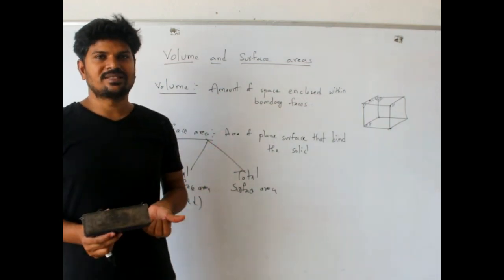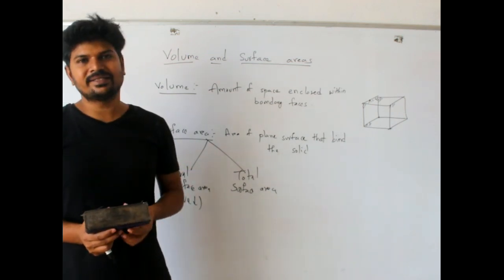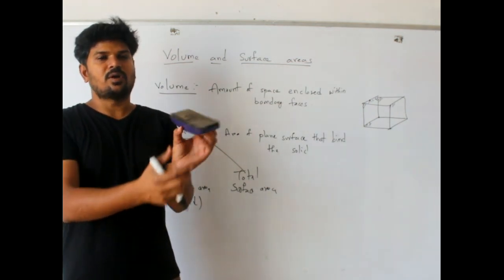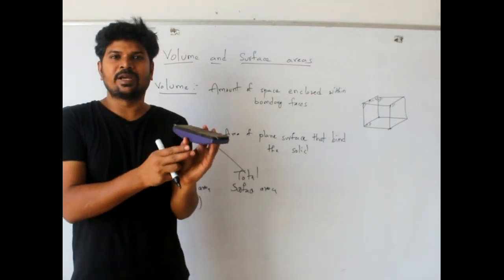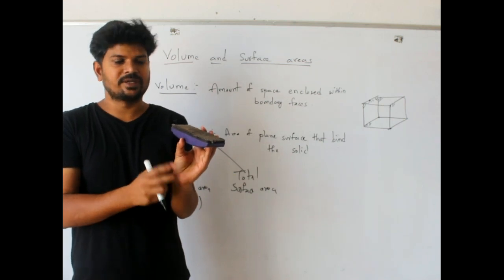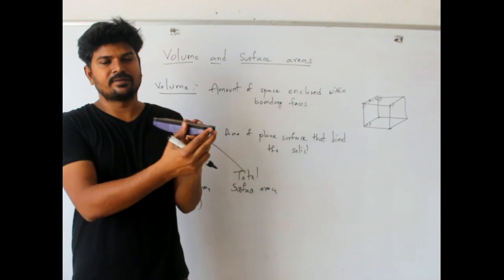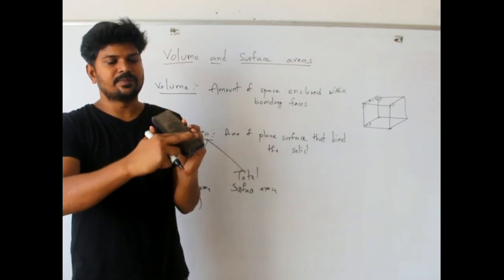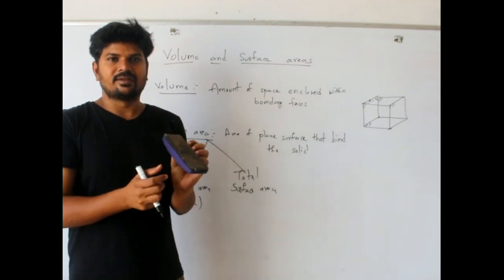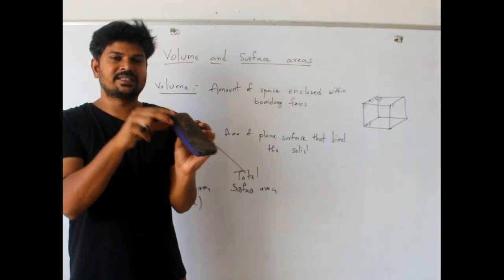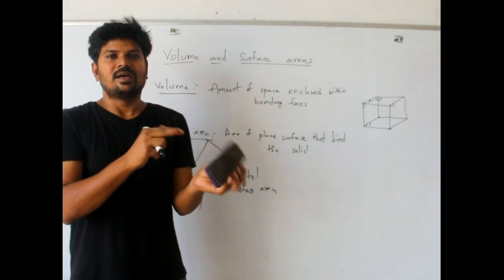Now go to surface area. It is the area of plane surfaces that bind this solid. If you have a solid like this, it is the area of plane surfaces, right? We take only two dimensions at a time, not three. So in this solid, only the outer surface, this plate, this plate, this plate, is called area. What is inside the solid comes under volume, and just the outer plates come under surface area.